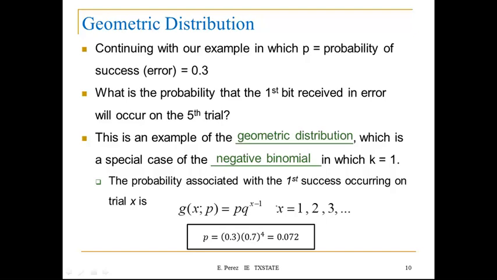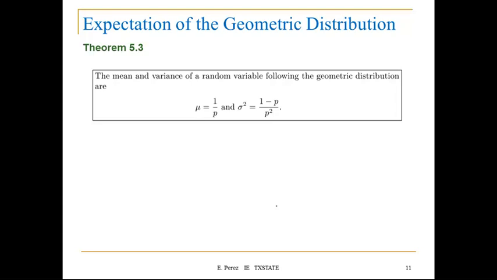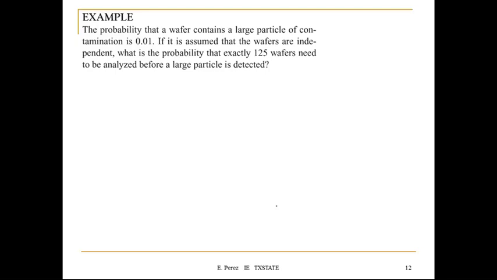In terms of the mean and the variance for the geometric distribution, we have the mean equals 1 over p, and the variance equals 1 minus p divided by p squared. So let's look at this geometric distribution example. So here we have the probability that a wafer contains a large particle of contamination is 0.01. If it is assumed that the wafers are independent, what is the probability that exactly 125 wafers need to be analyzed before a large particle is detected? Okay, so here again we're looking at the first success, geometric distribution.